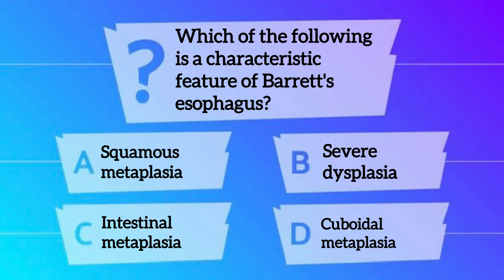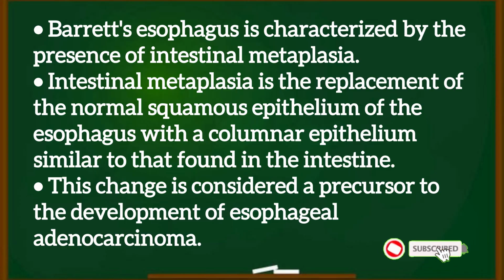Our next MCQ in line is: which of the following is a characteristic feature of Barrett's esophagus? A. Squamous metaplasia. B. Severe dysplasia. C. Intestinal metaplasia. And D. Cuboidal metaplasia. Yes, the right answer is option C. Intestinal metaplasia. Barrett's esophagus is characterized by the presence of intestinal metaplasia. Intestinal metaplasia is the replacement of the normal squamous epithelium of the esophagus with a columnar epithelium similar to that found in the intestine. This change is considered a precursor to the development of esophageal adenocarcinoma.